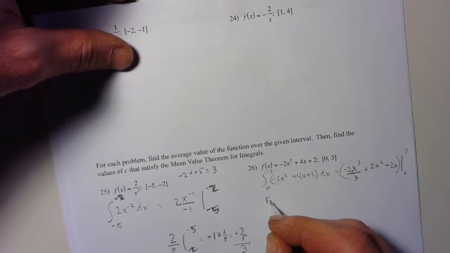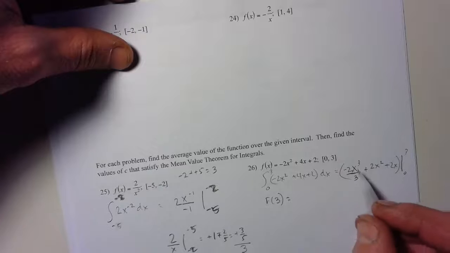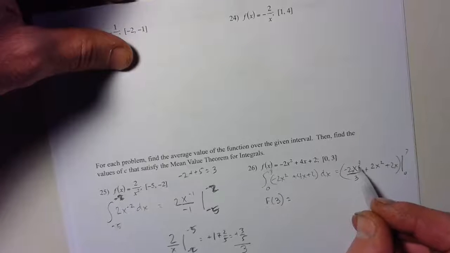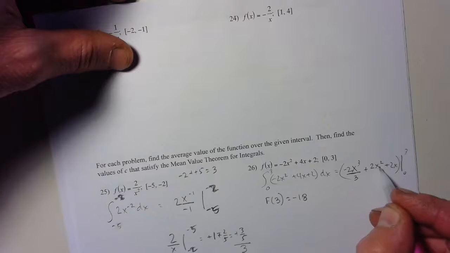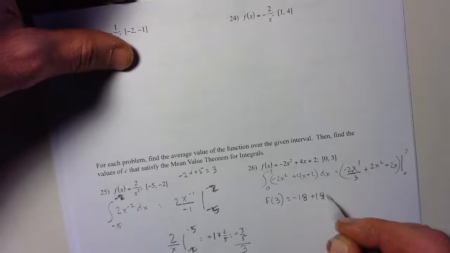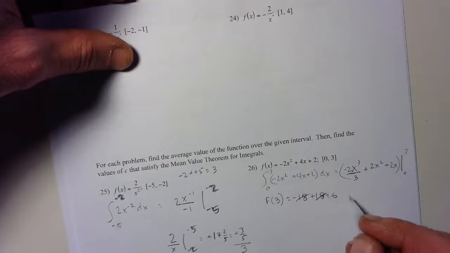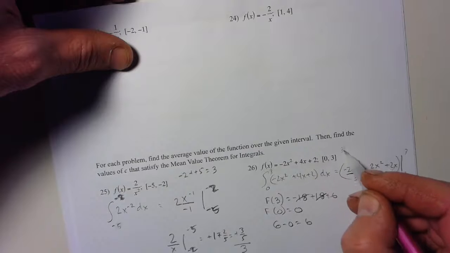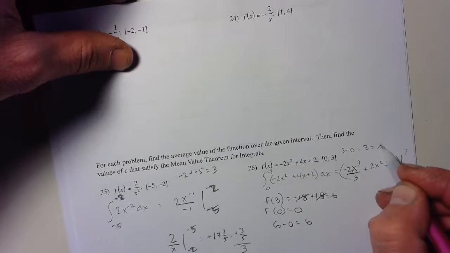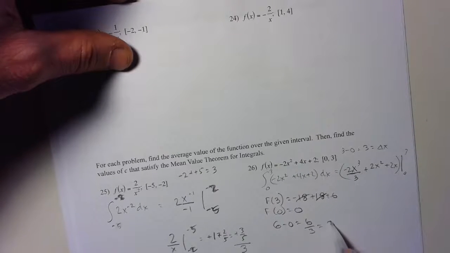So let's find f of 3. F of 3, let's see, if I plug it in here, that's going to be 27, so that's going to be negative 18. Right here, it's going to be 9 plus 18. Plus 6, okay, so it's going to cancel out. F of 0, oh, it's going to be nice, it's going to be 0. So 6 minus 0 is 6. How long is my interval? 3 minus 0 is 3, so that's my change in x. So it's 2 for my average value.